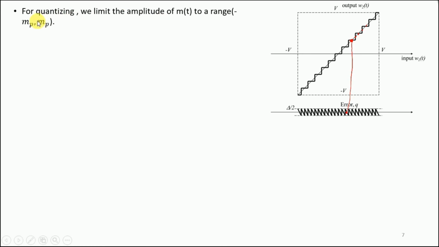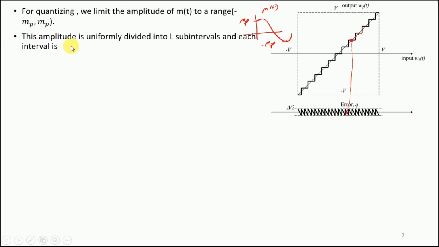some of the assumptions. For quantization, we limit the amplitude of m of t to a range minus mp to mp. This is just for simplicity, that if we have a signal, say m of t, we are assuming that the peak value is simply mp and the negative peak value is minus mp. Next, this amplitude is uniformly distributed in L subintervals, and each interval is delta V, 2 mp by L. So this means that the peak to peak value is mp minus minus mp, which gives us 2 mp.